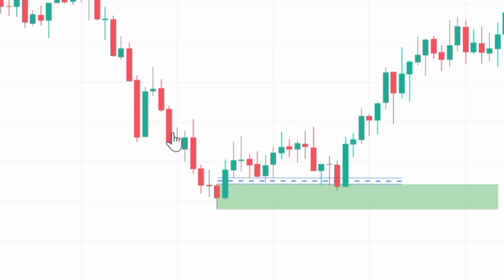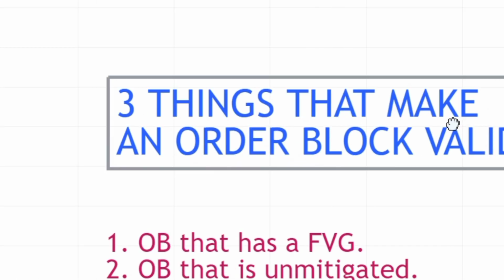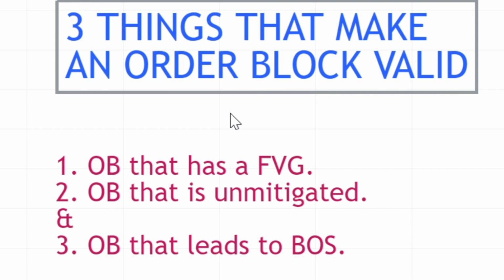Take note of these three things. If you really want your trade to go as planned, to go as predicted, to have 100% assurance, you must take note of these three things I listed here: an order block that has an FVG, an order block that is unmitigated, and an order block that leads to a break of structure. Take note of these three things.